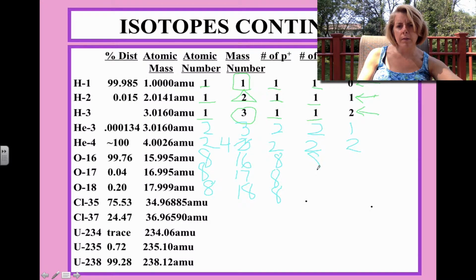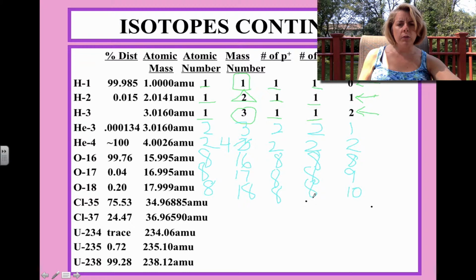And the electrons, it's a neutral atom, so I'm going to put 8 again. And then for number of neutrons, I'm just going to subtract. 16 minus 8 is 8. 17 minus 8 is 9. And then 18 minus 8 is 10.